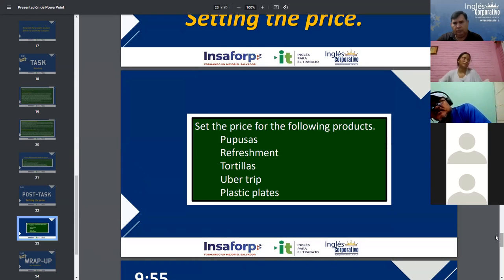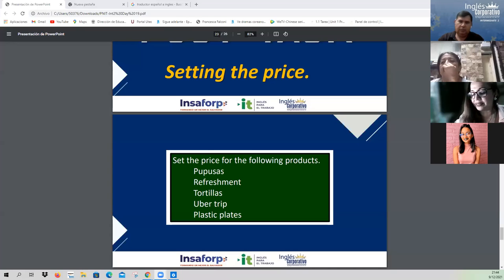Well, we know that the price for each pupusa... Maybe one pound of cheese. Okay, how much is the cost? $3 or $4 maybe. I don't know, because I never go to the supermarket. Mi mamá compra.